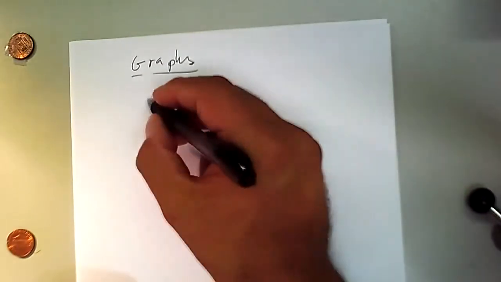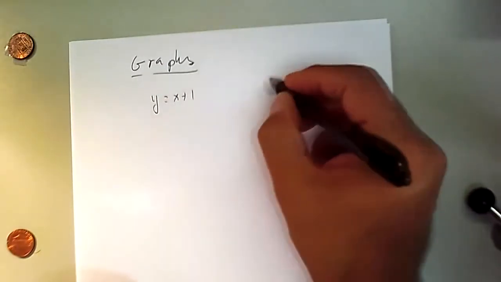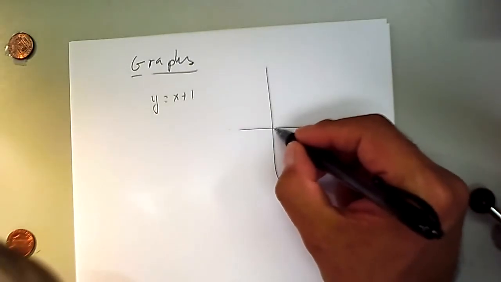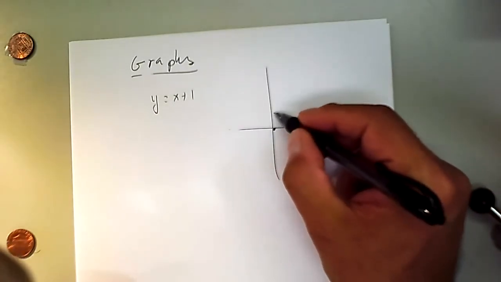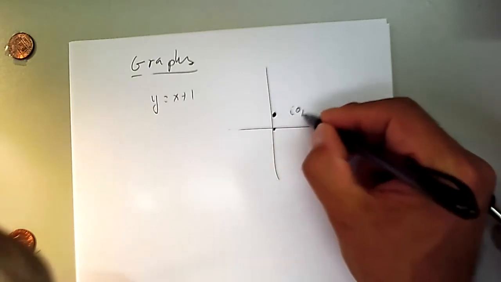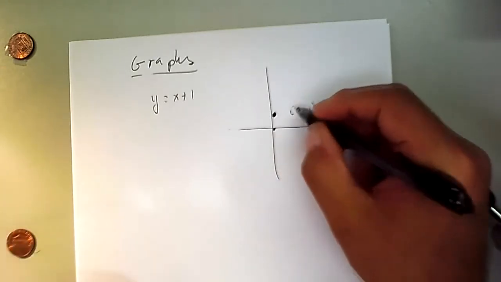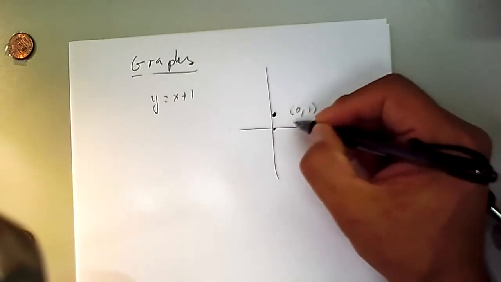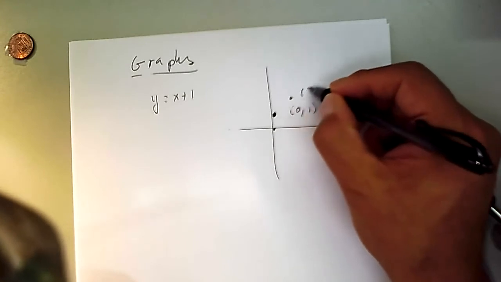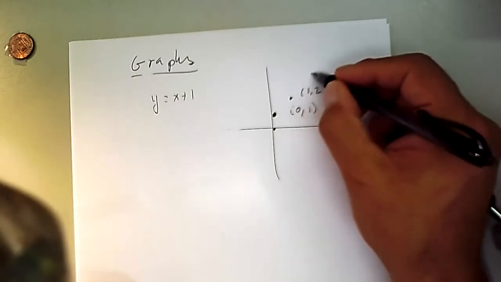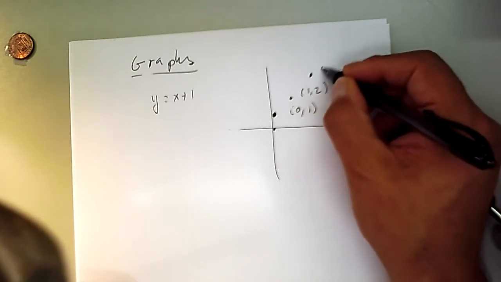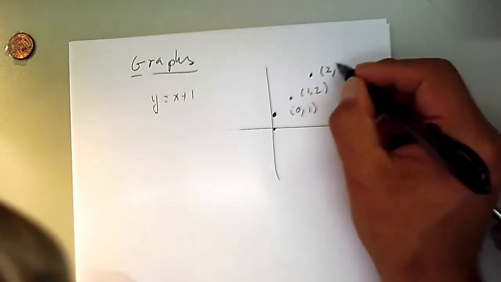So if you have y equals x plus 1, if x is 0, then y is 1, so we have the point (0, 1), not (0, 0), that was just the origin. And then if x is 1, then y is 2. About here, we're going to have (1, 2). And then if x is 2, then y is going to be 3, because remember, y is 1 more than x.